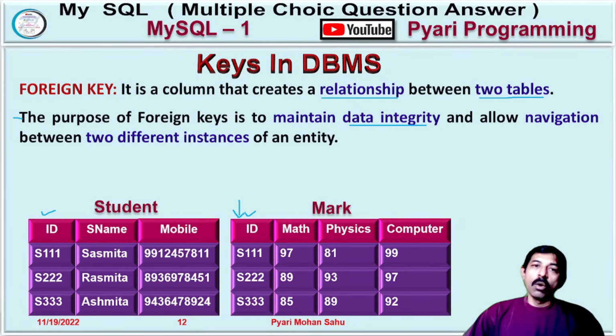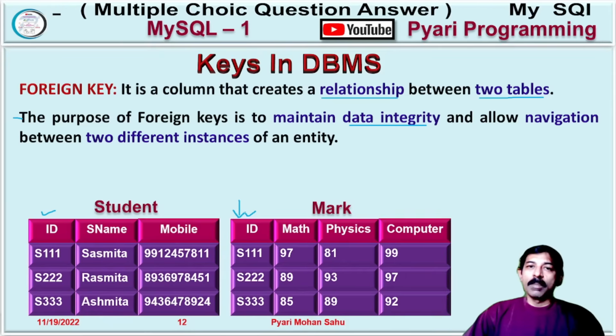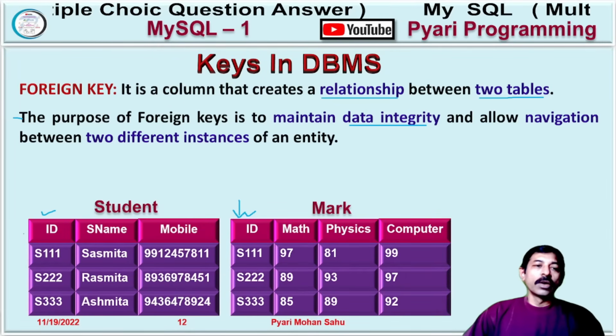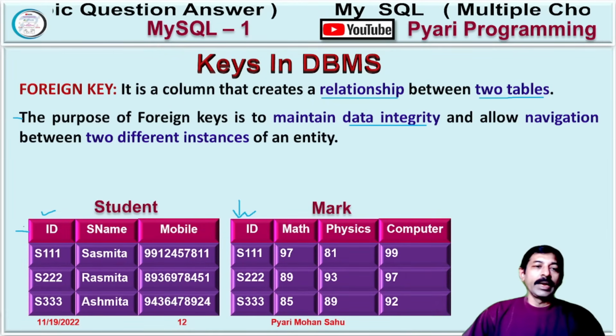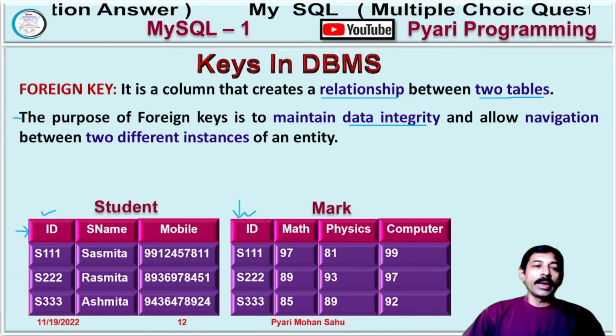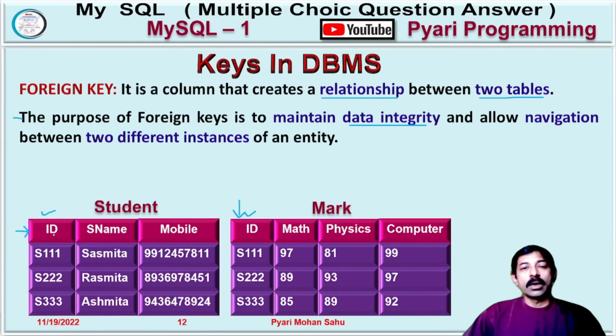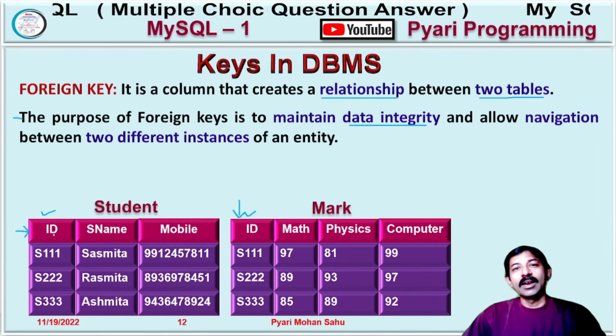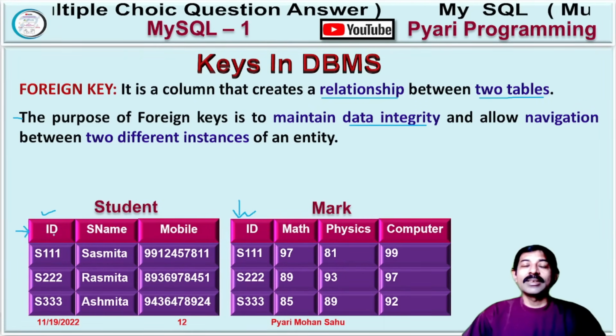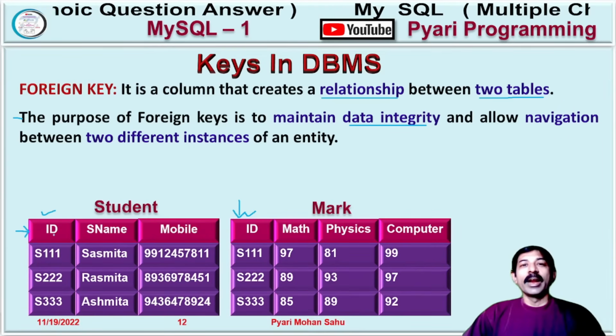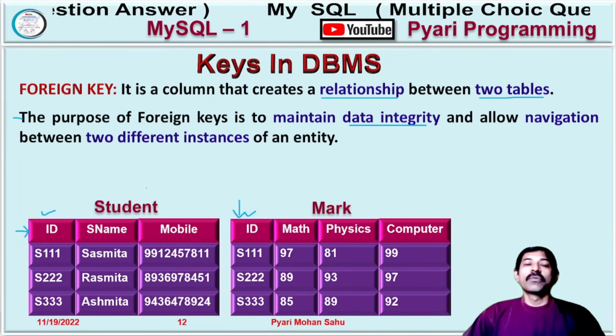It will not allow me to enter the data into the marks table because first of all it will refer to the primary key ID. Now there is no primary key called S444. That means the student has not registered. If the student is not registered, then how can you enter the marks? So this can be avoided with the help of your foreign key.